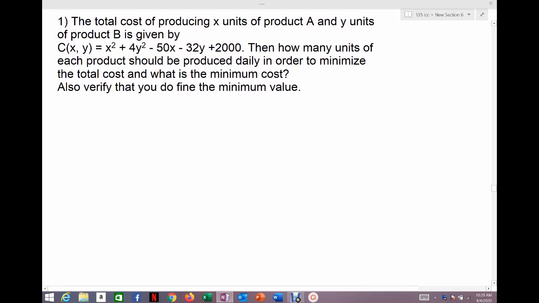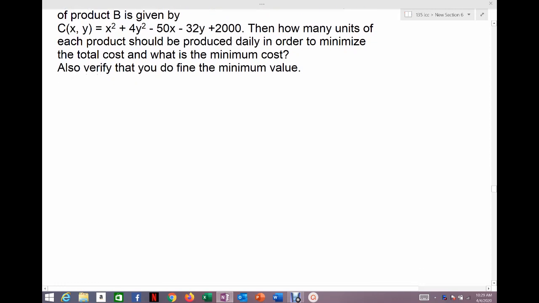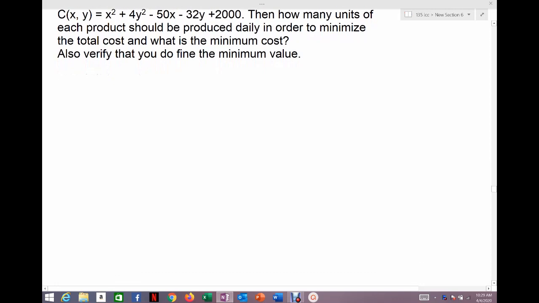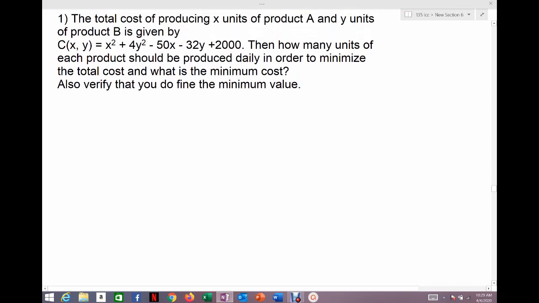Alright, so we have a company that produces x units of product A and y units of product B. A and B are some type of product that they manufacture. There's my cost equation for producing both of those items. We want to know how many units of each product they should produce daily in order to minimize the cost. What is the minimum cost, and verify that you found it, just like we did with one variable functions. Same idea.